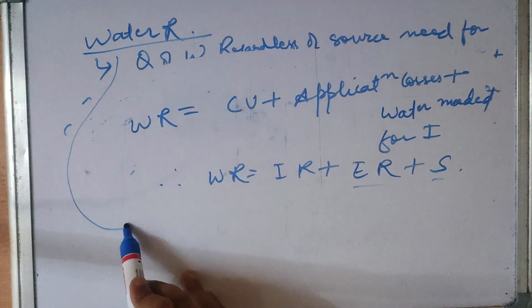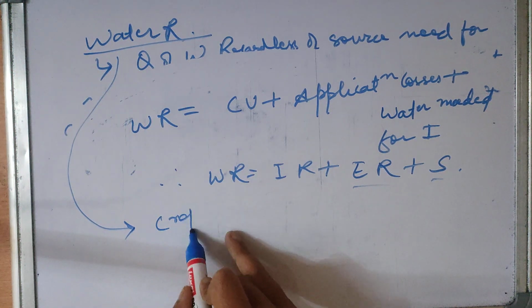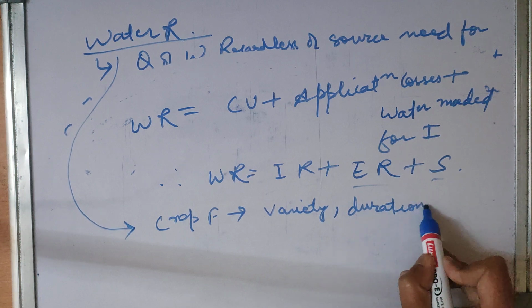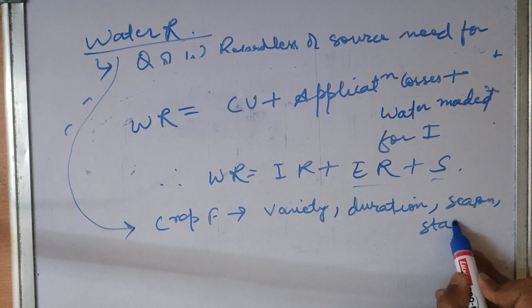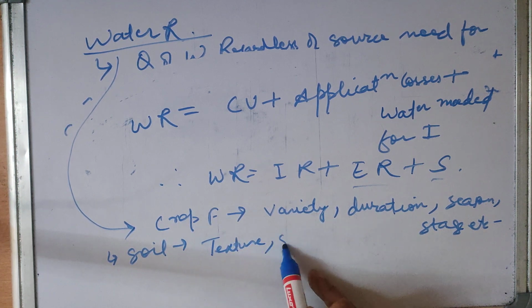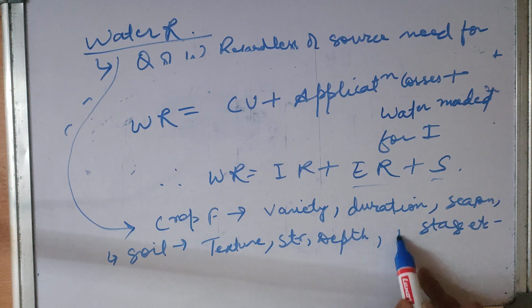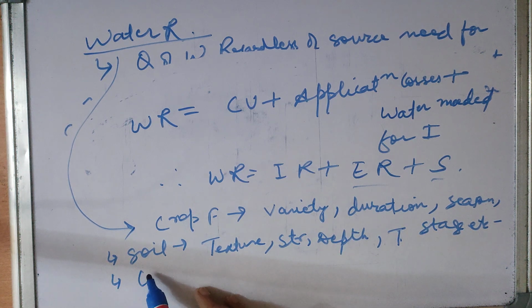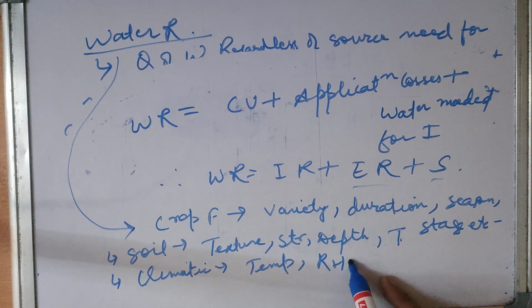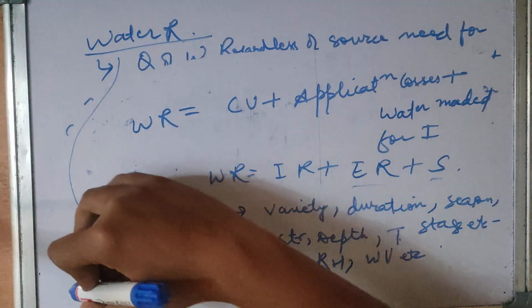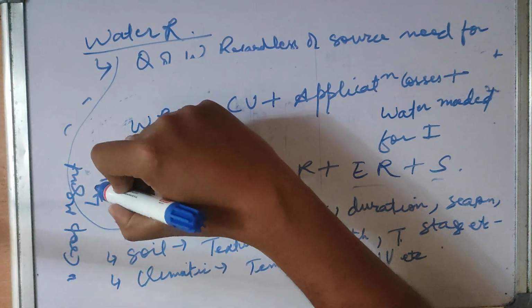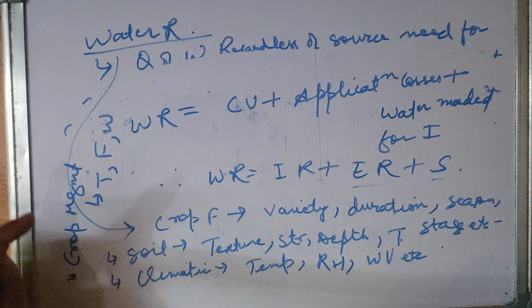Now water requirement depends upon some factors. First of all is crop factors, that is variety, duration, season, stage, etc. Second one is soil factors such as texture, structure, depth, topography. Next is climatic factors such as temperature, relative humidity, wind velocity, etc. And next is crop management factors such as tillage, fertilizer, weeding, etc. So I hope all understand this.